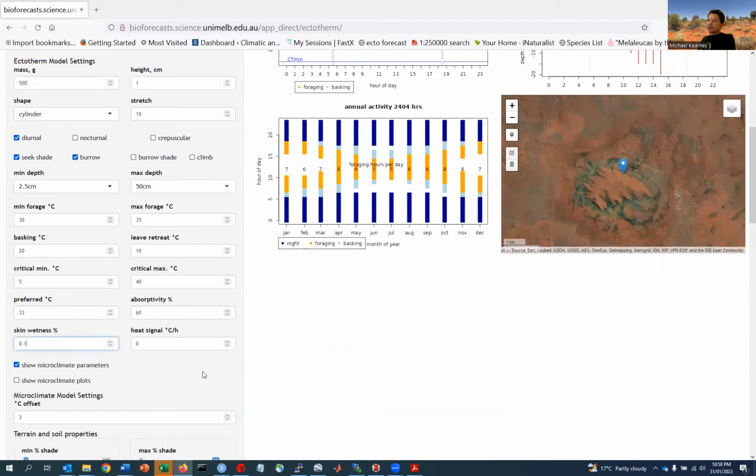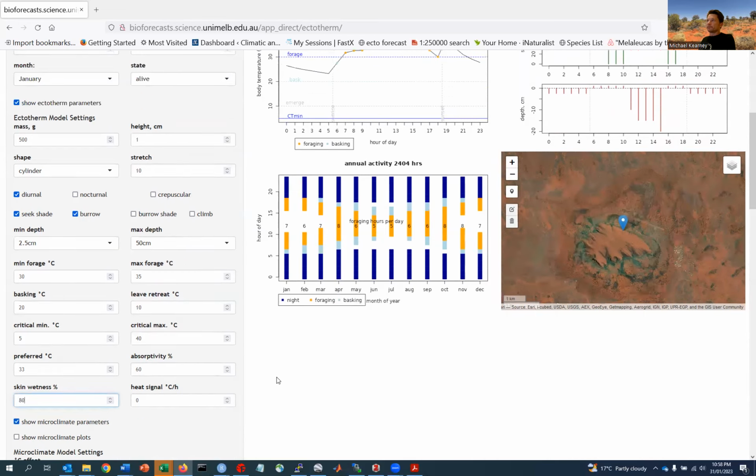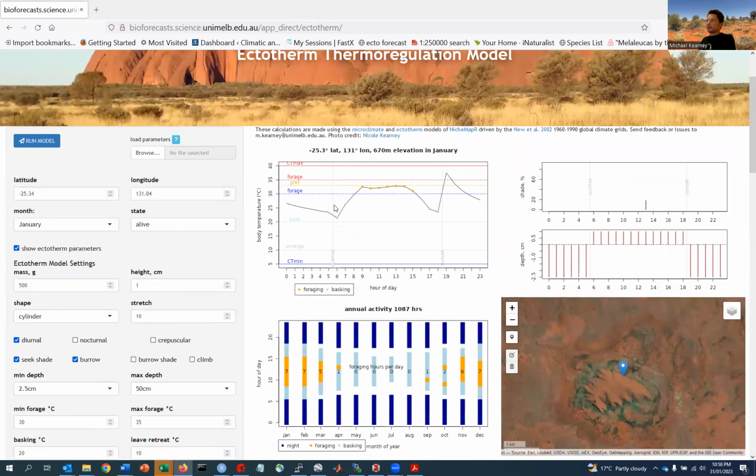Okay, then we can also make the animal into a frog by changing the skin wetness. And at the moment, it's lizard-like. It's almost watertight. It's about 0.1% wet. So that's the fraction of the total surface area that's acting as a free water surface. If we change it to 80%, that's more like a frog. Okay, and what you'll see is that the body temperature now is much, much lower because of evaporation.